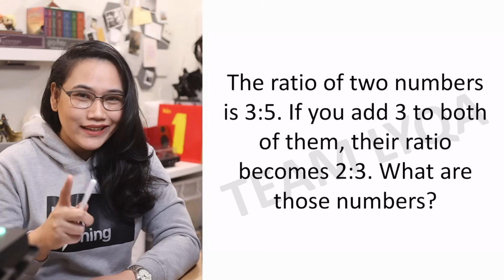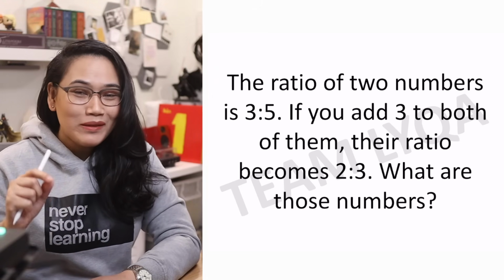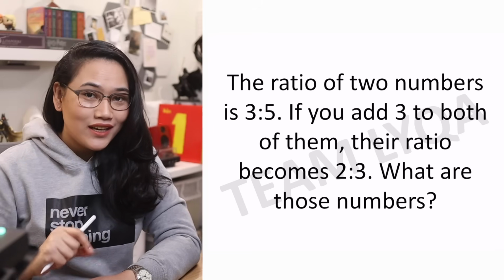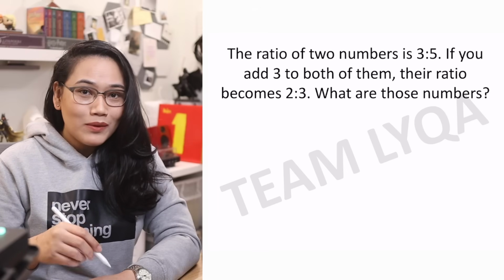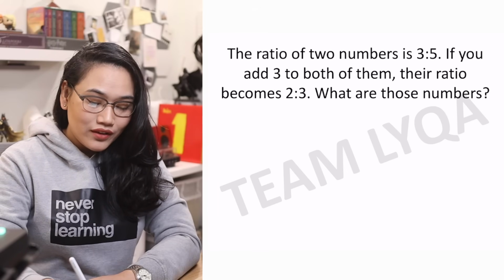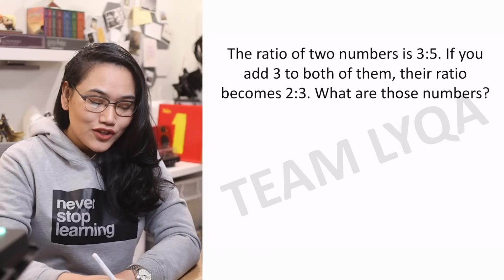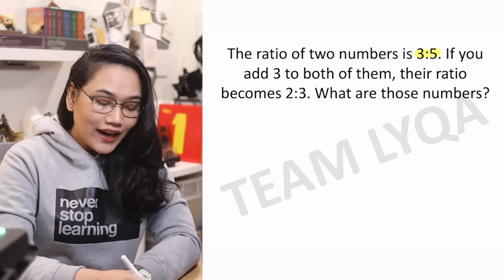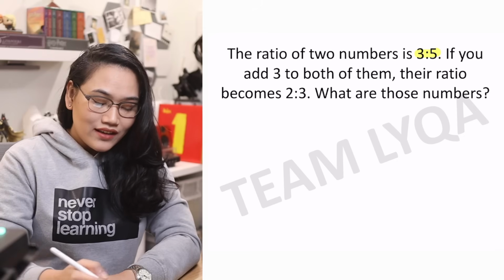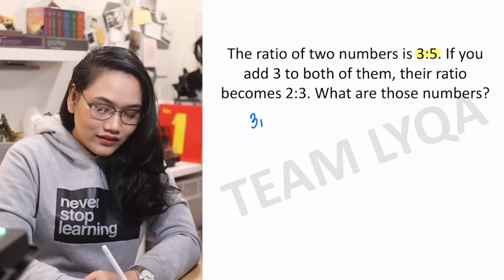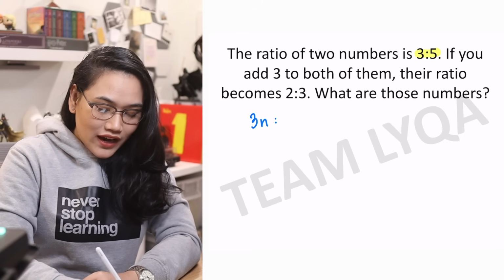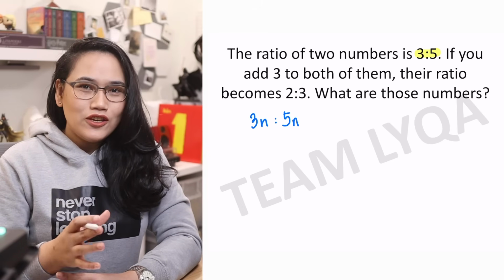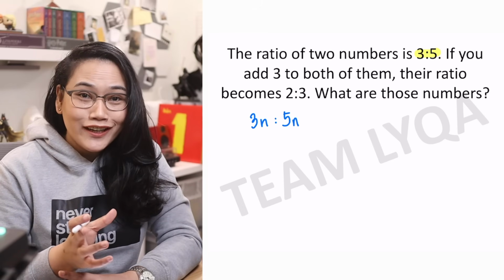Pero may speed technique tayo, which we'll talk about later. Papakita ko muna sa inyo yung way na gagamitin natin using an equation, okay? This is the same problem, and we're going to start off with the fact that if ang original ratio ay 3:5, we can actually write that as 3n is to 5n. Now, yung n na yan is basically yung common factor kumbaga nilang dalawa.